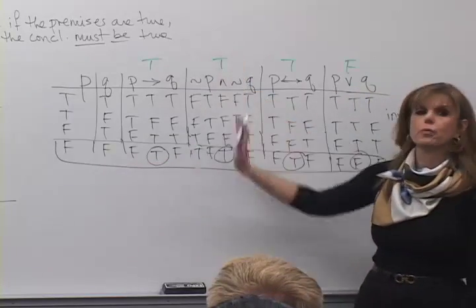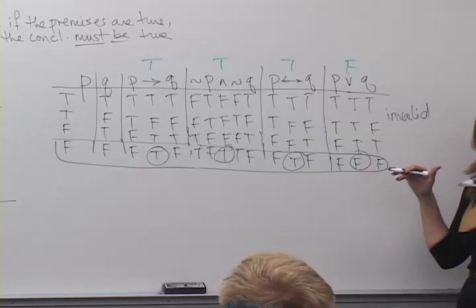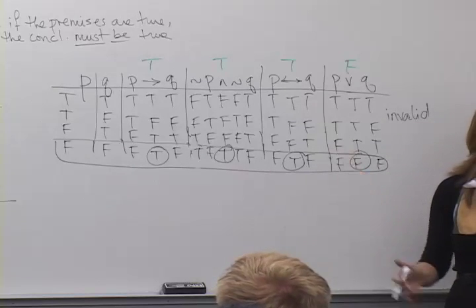So if you do find this row, you're going to box the row. Remember, with the proposition, you box the main connective. With this one, you're going to box the row with the argument, then you're going to say invalid. If you don't find anything, you'll just write valid.